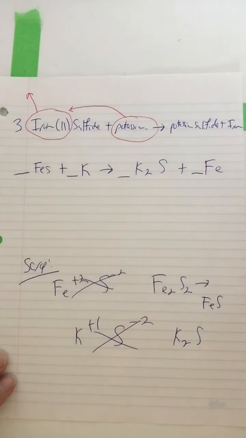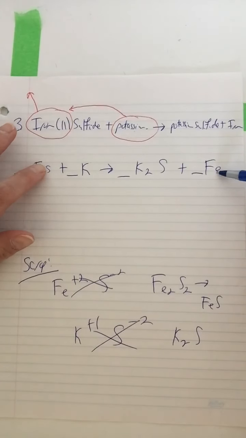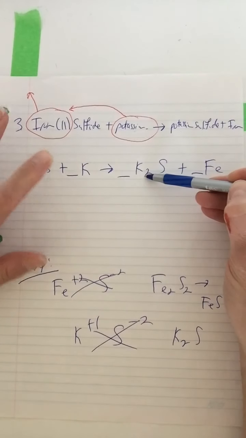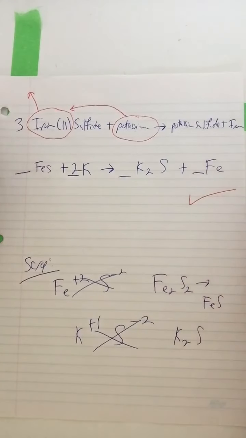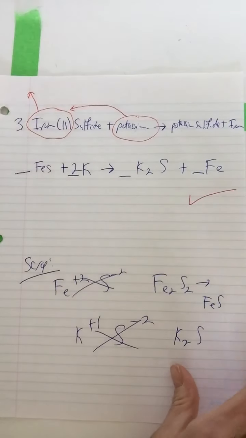So now we have to quickly balance this. Iron is 1 on this side. I've got 1 sulfur, I got 1 sulfur. I've got 2 potassium, I got 1 potassium. I put a 2 here and I'm done. Okay, so that was number 3.